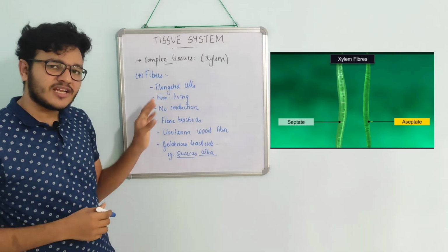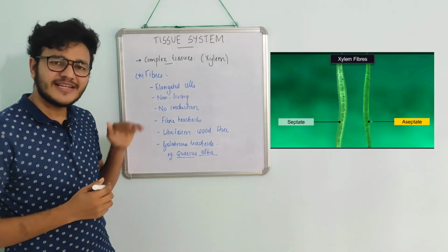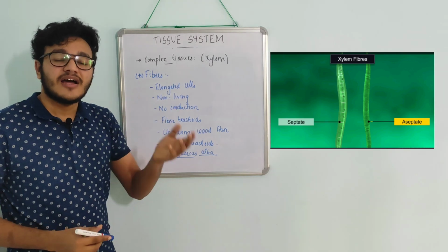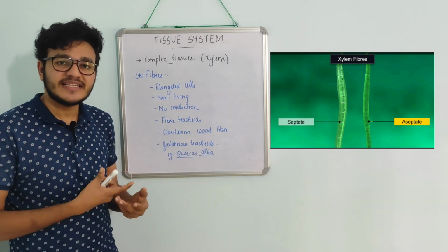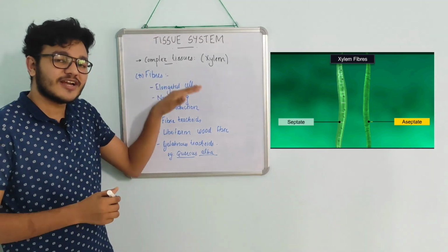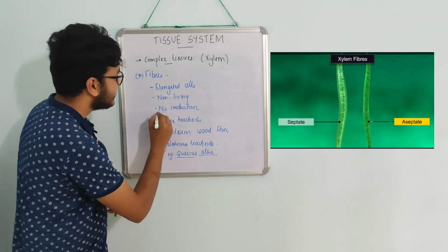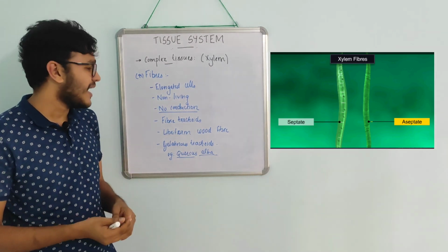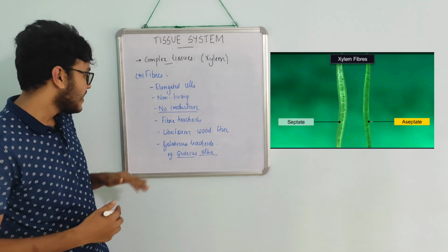Now, coming on to the second component of xylem, that is fibers. It is also a non-living component of xylem, and it is an elongated cell just like tracheids, but the difference is that the lumen is very small in fibers. So the main function is giving strength to the body, because it does not help in conduction of water. So the main function of fibers in the case of xylem is to provide strength to the plants.